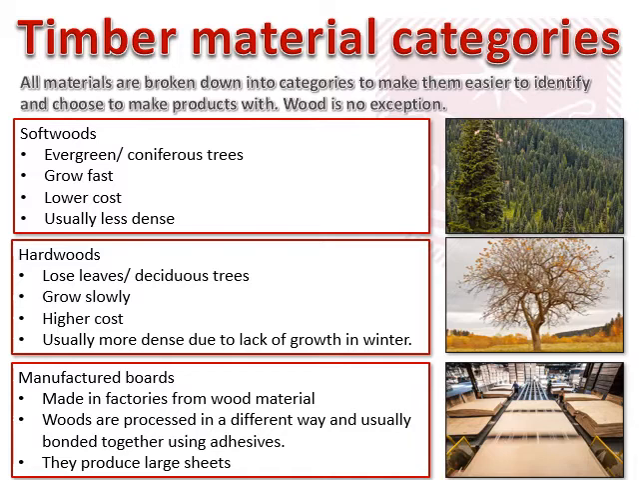And our third category is manufactured boards. So this is when you take the material from wood, but you process it in some way to make a material that isn't timber straight from a tree, but in fact what we call a manufactured board. So they tend to be glued together and they produce large sheets. We're going to move on.